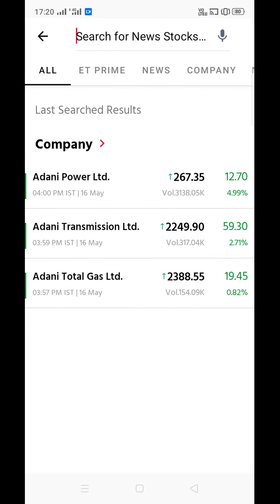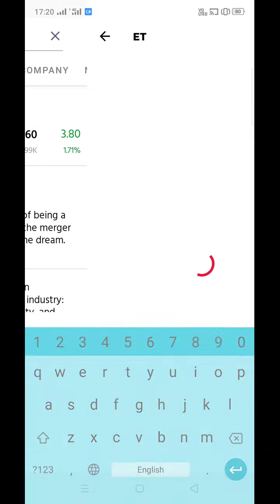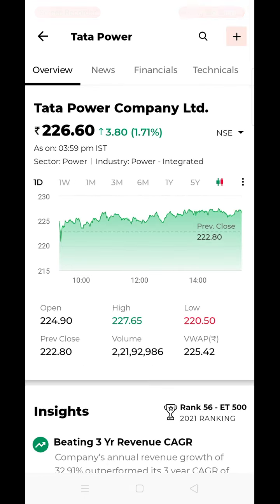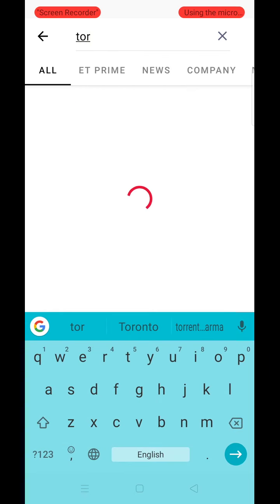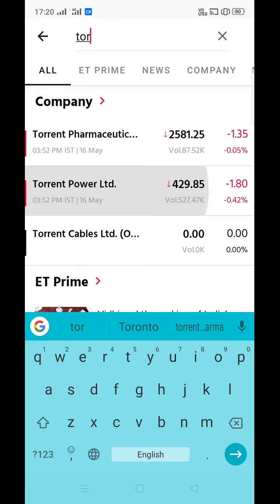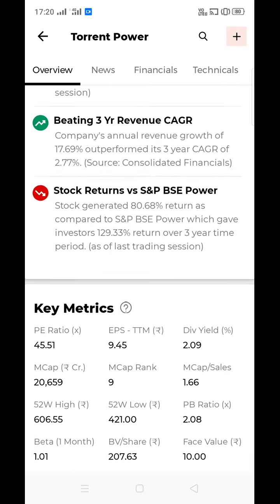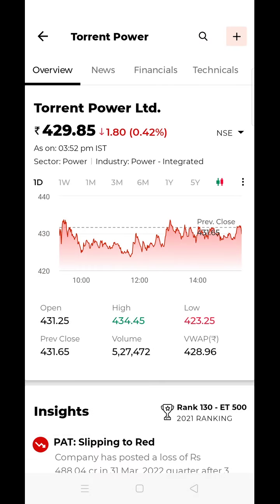Let's look at Tata Power also. 226 and 41 PE. So Adani is cheaper. Let's look at Torrent Power. It's quite a stable name as such in power. 45. Okay. So that's how you look at it, and that's how the valuation aspect is found. I hope it helps next time you're trying to make an investment.